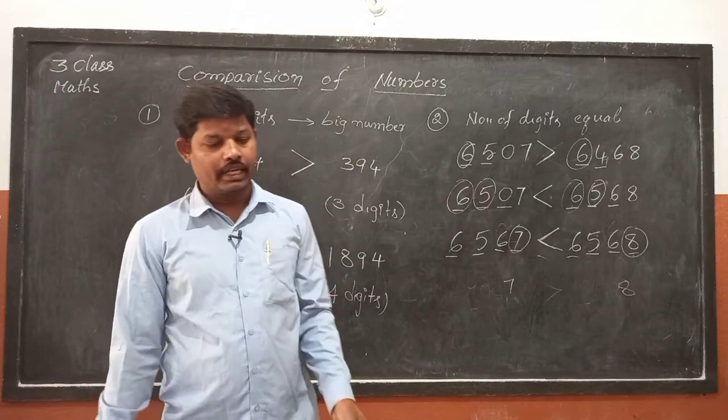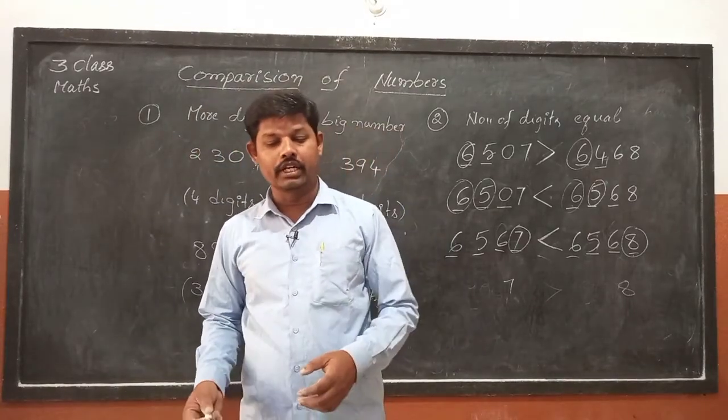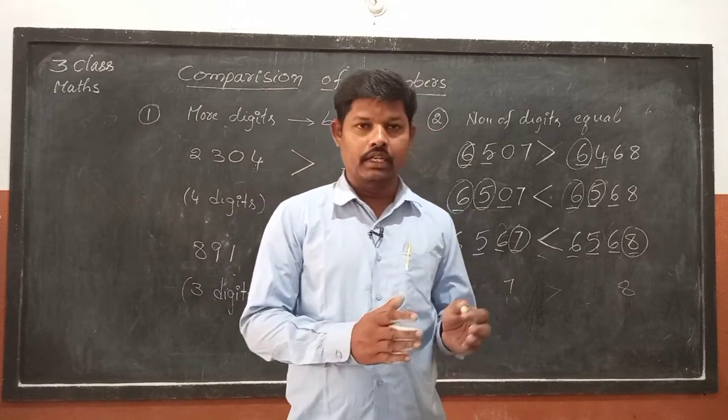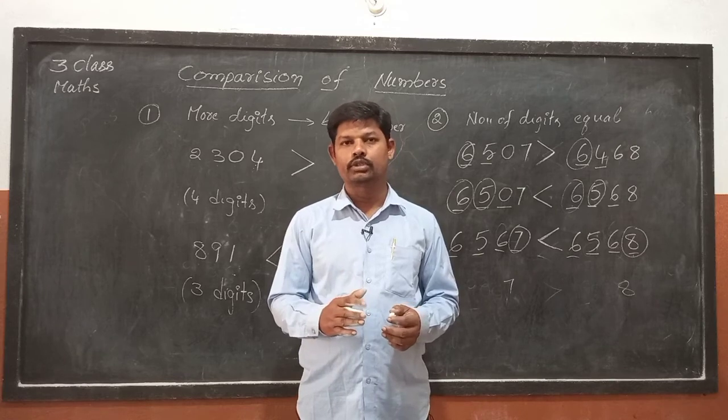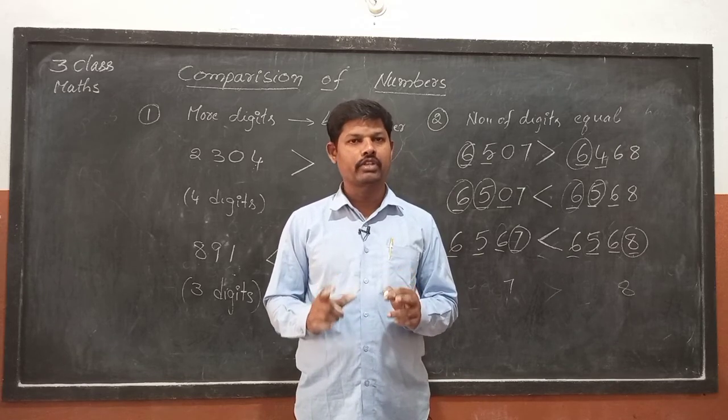So page number 83, first one, fill in the blanks using greater than or less than. Here some numbers are given, just A to I. So you have to place the less than or greater than. And one more, circle the largest number. Here some group of numbers is given. So you have to circle that big number. And the third Roman, circle the smallest number. So like this, compare and circle the smallest number. These 3 Romans you have to do as a homework, and take a picture and send to me.